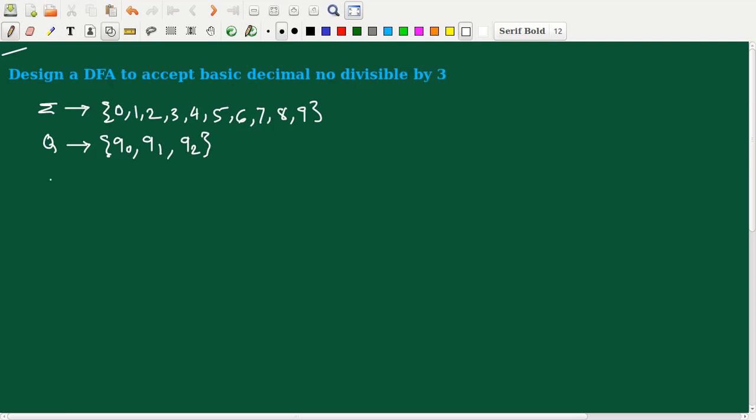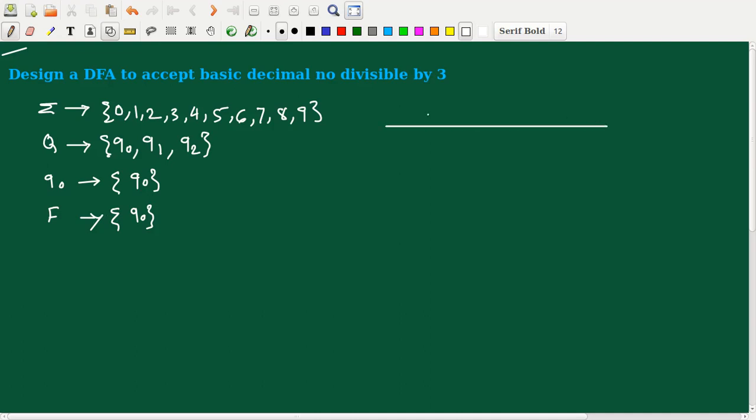Next, I require a start state. The start state will be Q0. And I require a set of final states F. My final state will be for a number which is divisible by 3, that is, with remainder 0. So the state for remainder 0 is Q0. So Q0 is my final state. Now I should design a state transition table for this particular problem.